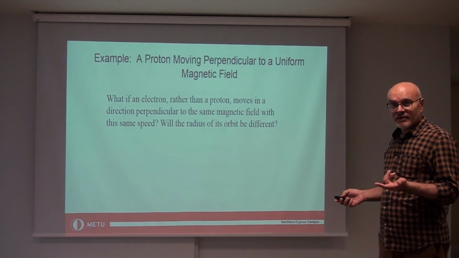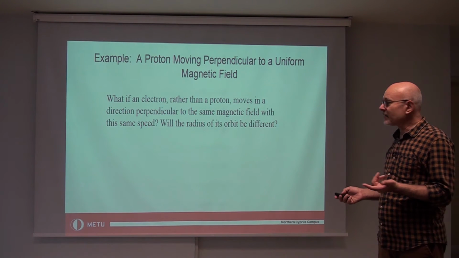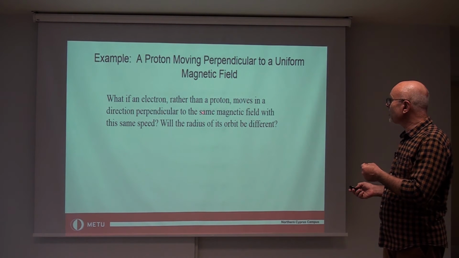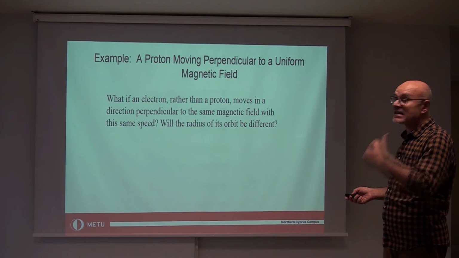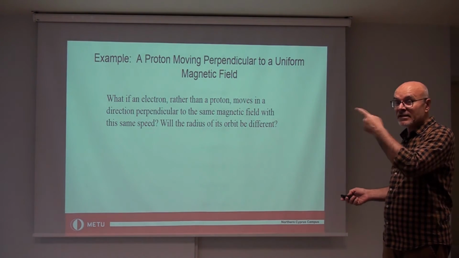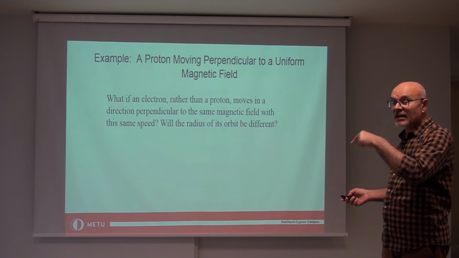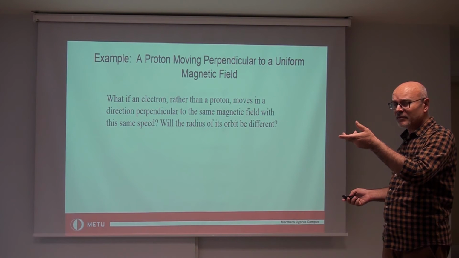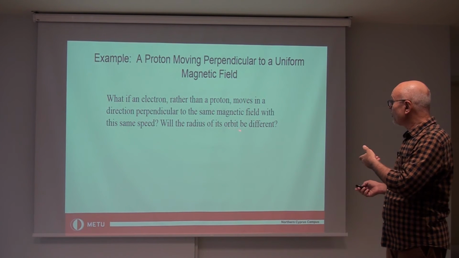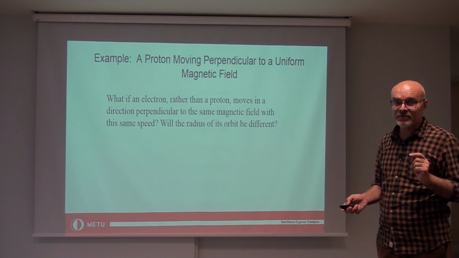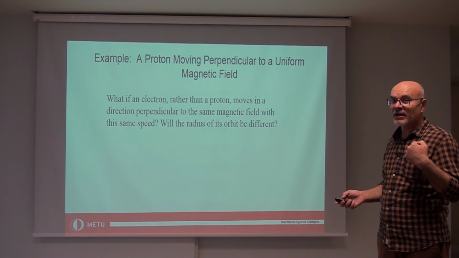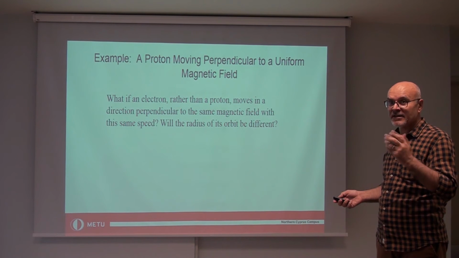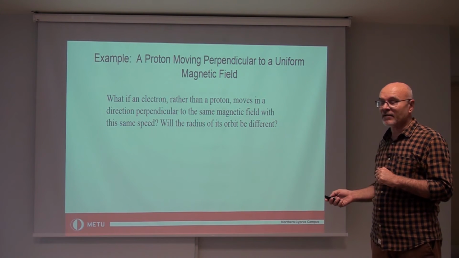Now, an interesting question I leave for you to answer. What if an electron rather than a proton moves in the direction perpendicular to the same magnetic field with the same speed? It's the same field, but an electron, not a proton. So it's the same charge but negative. What about the mass? Will the radius of its orbit be different? Check the relations that we have derived for the orbit and see what your answer would be.